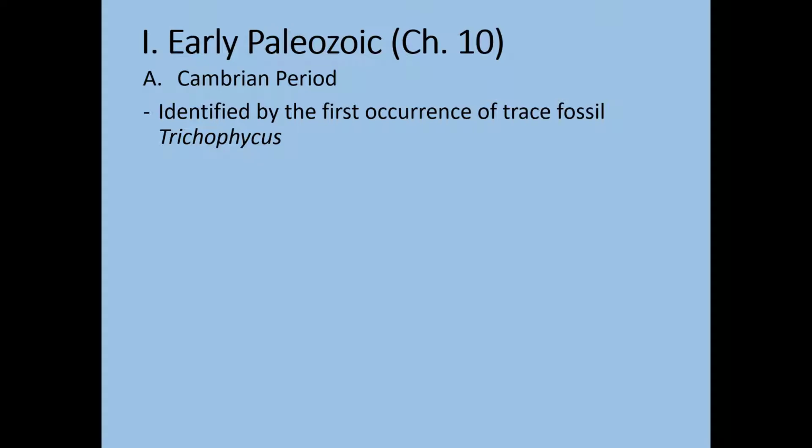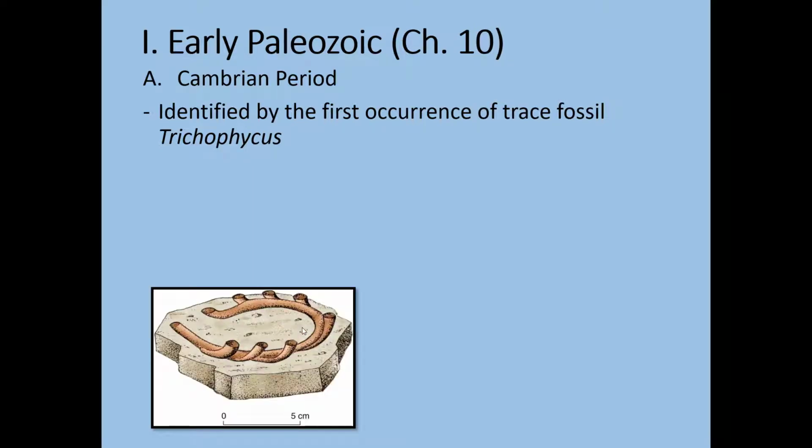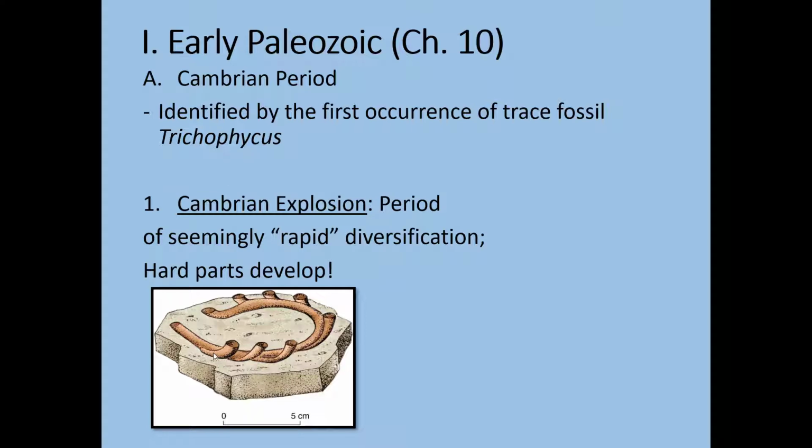The Cambrian period is identified in the geologic record by the first occurrence of the trace fossil Trichophycus, which is represented here. If you were in class with me right now, I would make you say Trichophycus out loud, so I hope you say it in your home. Trichophycus is a great word. It is a trace fossil, and it doesn't look like a whole lot, but it shows complex motion. It shows that this organism that created the Trichophycus trace fossil could move both laterally and horizontally, presumably looking for food. And the Cambrian is marked by a period known as the Cambrian Explosion, which sounds very exciting.